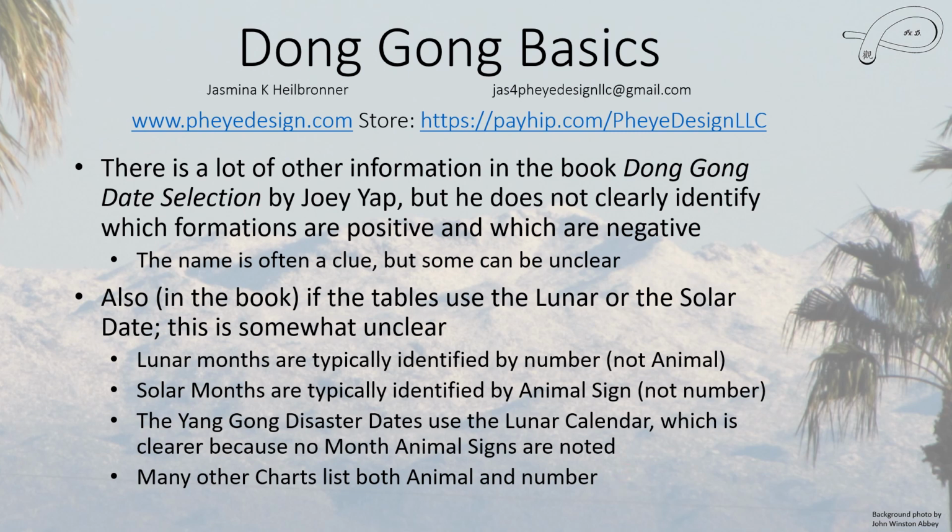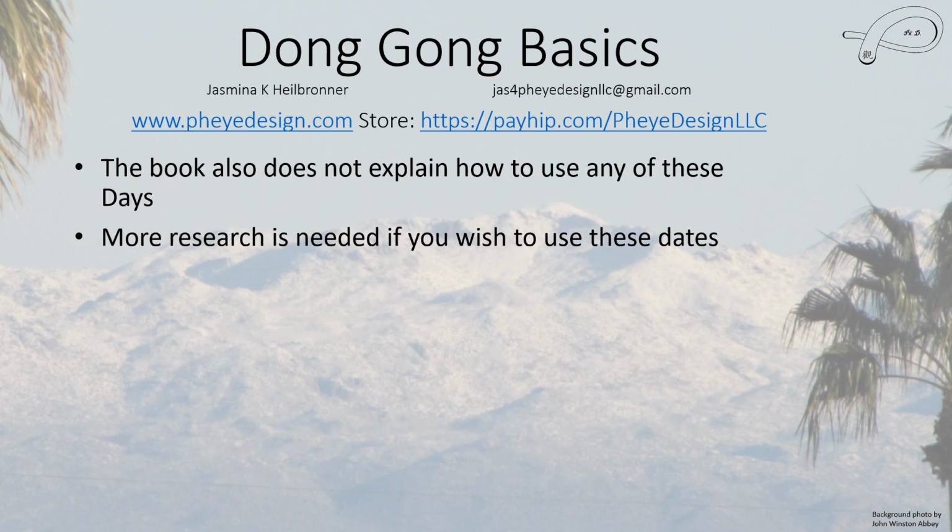Now, there are a lot more charts that list both the animal and the number. And then I just don't know which one is right unless I can find the information outside, in another web page that makes this clear, because the book is not clear. And that is a bit of a criticism of this book. Now, the book doesn't explain how to use any of these dates. So if you get the book and want to use these dates, you actually have to do some more research. I'm going to do what I can, but I can't research everything.